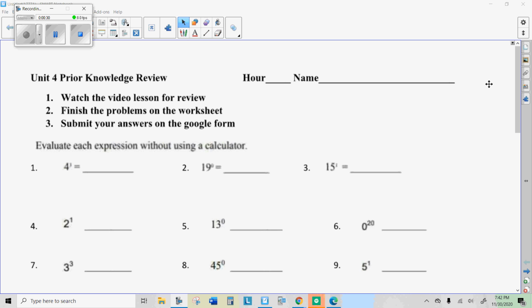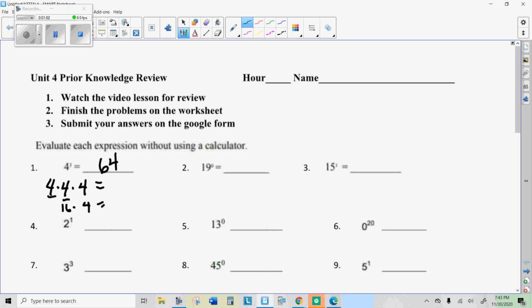So we're going to start right here with number 1. On number 1, we need to do 4 to the third, and I just want to remind you that that's written in exponential notation, and there's an equivalent expanded form for every number written in exponents. And that's what you need to think about when you're evaluating expressions with exponents. So you need to do 4 times 4, which is 16, times 4, which is 64. So remember to expand the expression.